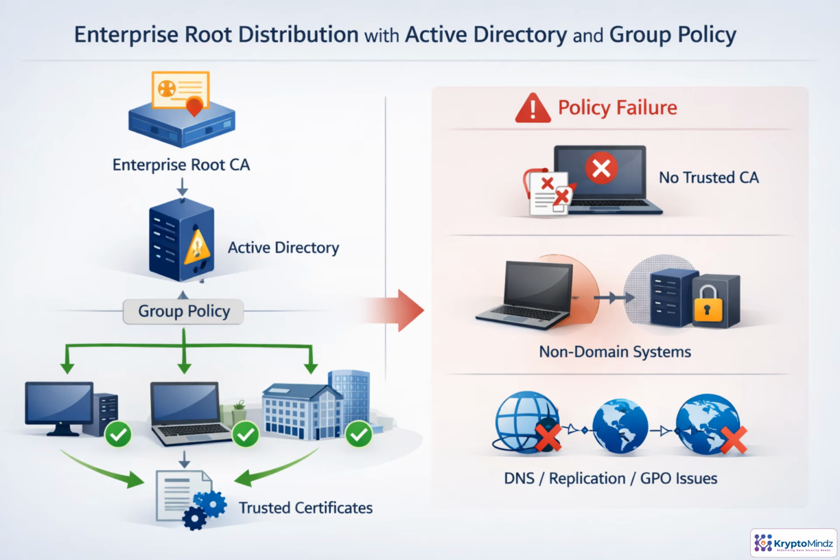In an enterprise, the root CA's certificate is typically published to Active Directory and pushed to domain machines through group policy. When everything's healthy, clients quietly populate their trusted root and intermediate stores. If policy processing breaks, users just see untrusted errors. The real cause might be DNS, replication, or GPO issues, not a bad certificate. Use tools like gpupdate and gpresult to confirm policies are applying. Non-domain machines need a separate trust distribution method.